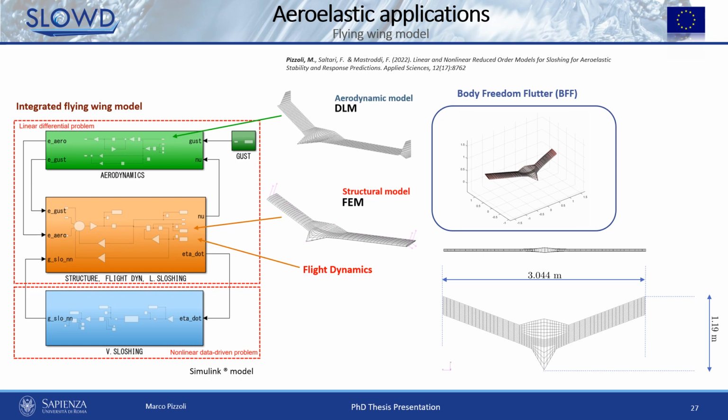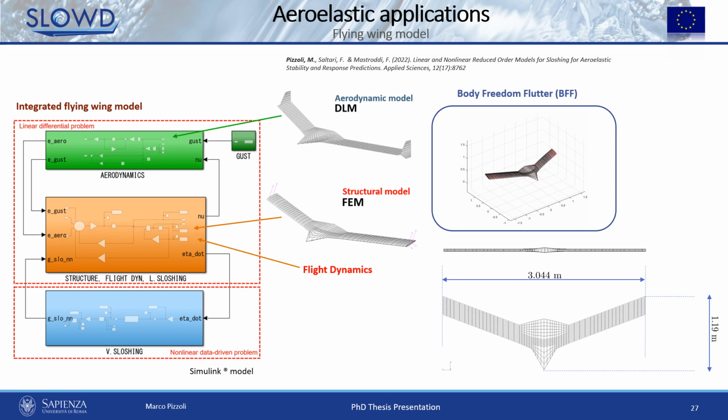Also considered in this application is the combined effect of nonlinear vertical sloshing, modeled with the neural network-based ROM, and linearized lateral sloshing, which is represented by means of equivalent mechanical models already used in previous work, as well as in my master degree thesis.